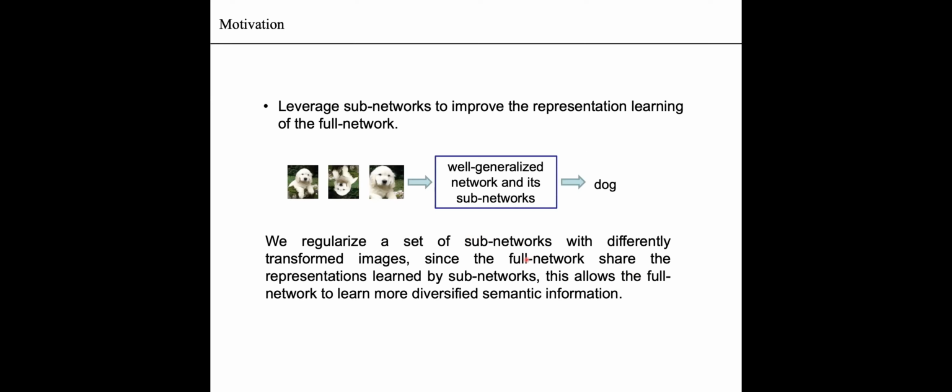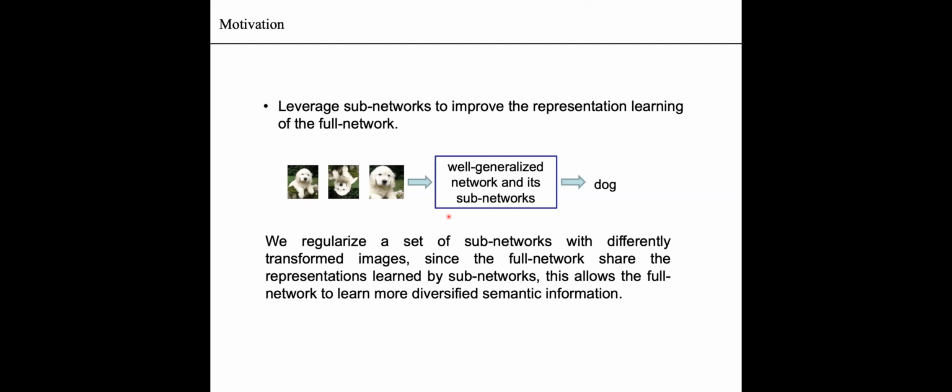So the motivation is this: for human perception, we are able to recognize different augmented objects or images. For this dog, if we rotate it to multiple orientations, we are still able to recognize it as a dog, right? So for a well-generalized network, we want the network to have the same property, that is, to be robust to these augmentations of your data.